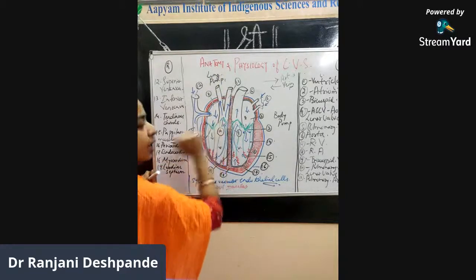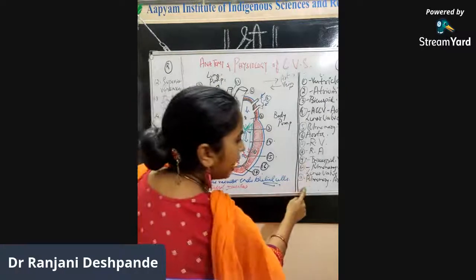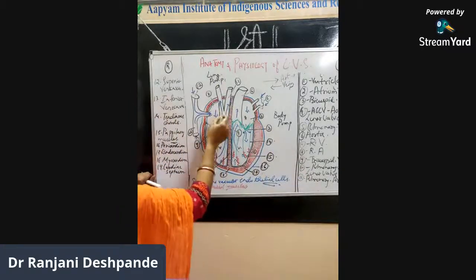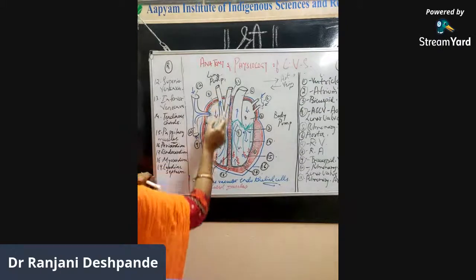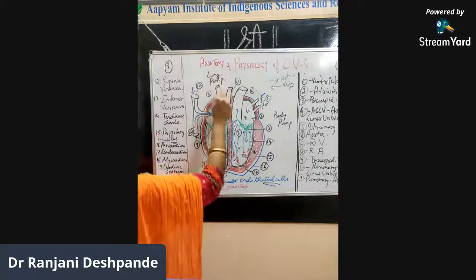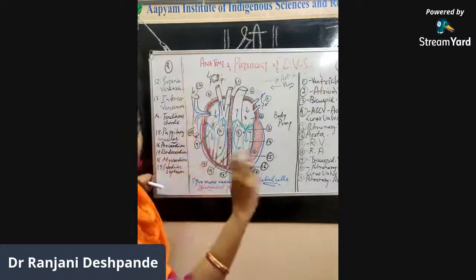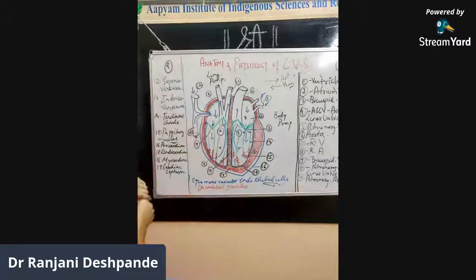Okay, so this is facing upwards. Next, we have the pulmonary artery. So this pulmonary artery, as soon as it takes off, it quickly branches into 2, and each of it will go to each of the lung. Okay. Next, coming to the 12, we have the superior vena cava and the inferior vena cava.